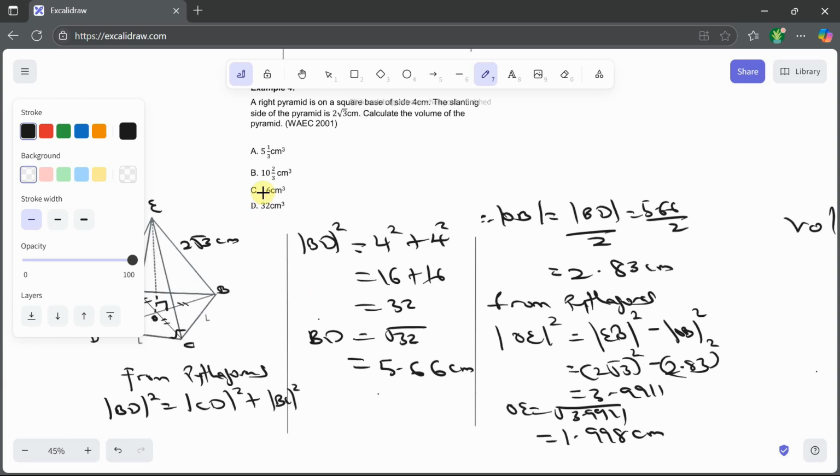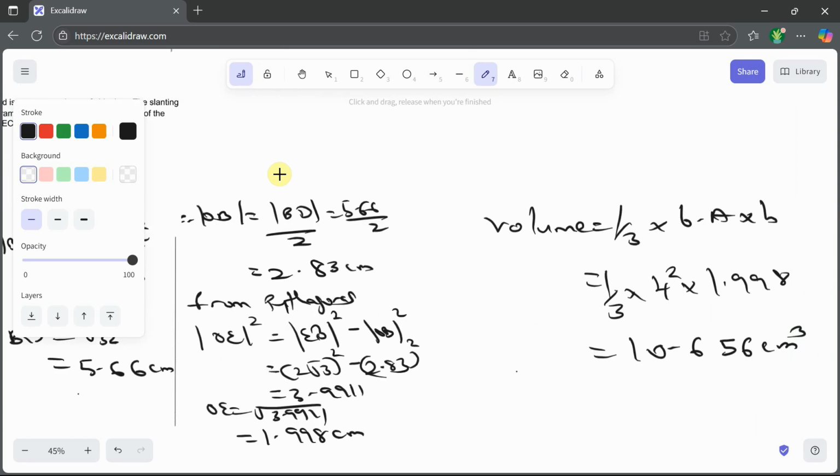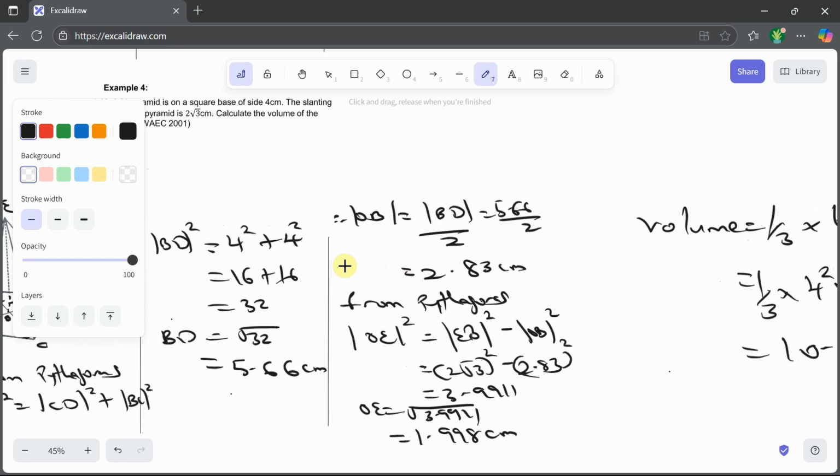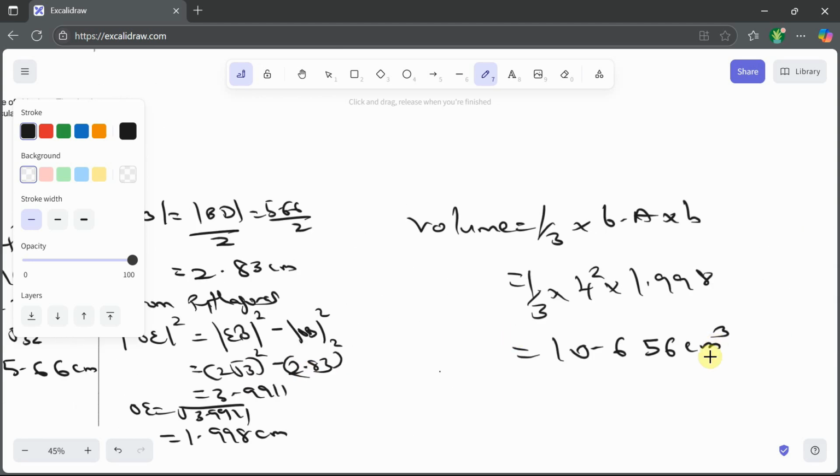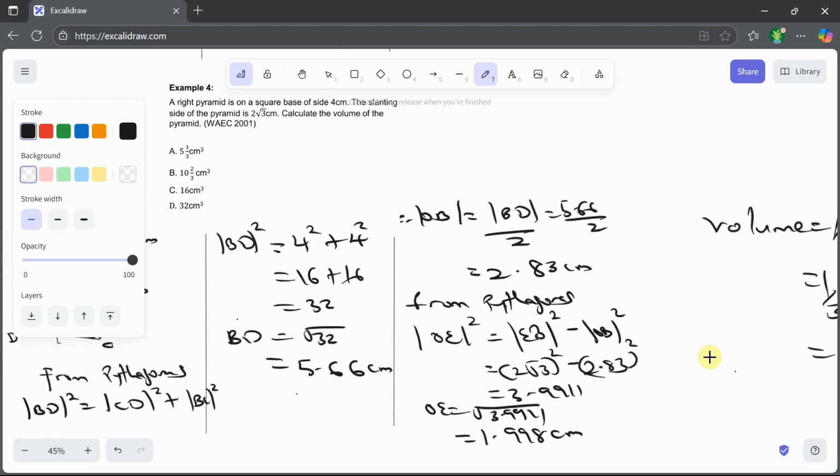So let's look at the options and see which of them relates. Yeah, that is option B, 10 2/3. 2/3 is 0.67, so 10 plus 0.67, that is 10.67. I have 10.656. The difference is because of all of these approximations. You know, we did square root of 32, we took just a portion, right? All those approximations will show in the final answer. So our answer should be option B. Let's see if we're correct.